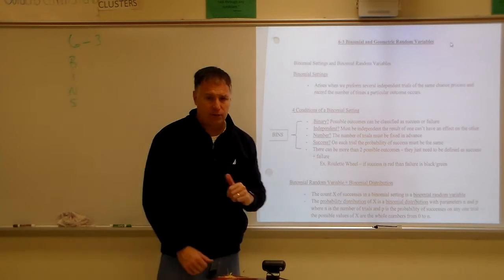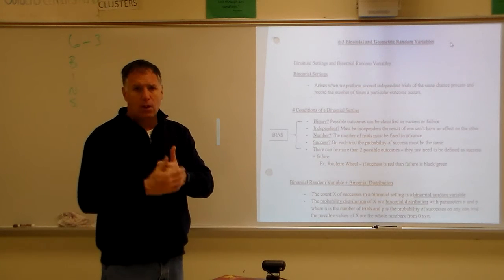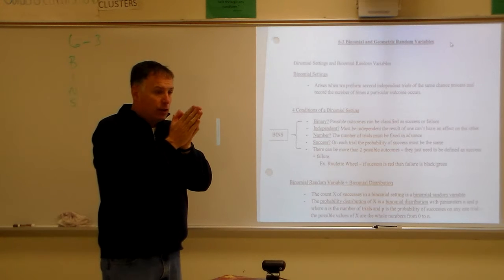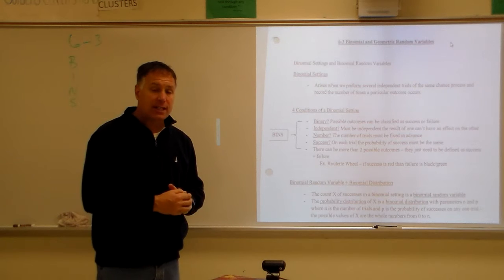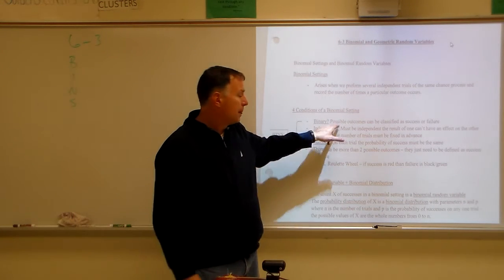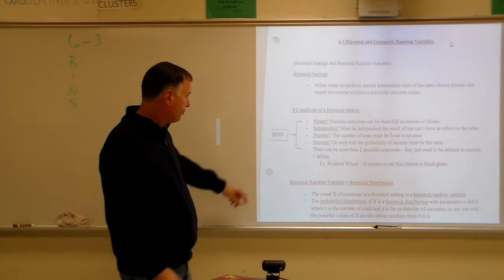B stands for binary, which means there has to be a success and a fail. There's two things that can happen. It's not like four things that can happen. Either you make the shot or you miss the shot. Either you roll a 5 with a die or you don't roll a 5 with a die. It has to be a situation where you can talk about a success and a failure.